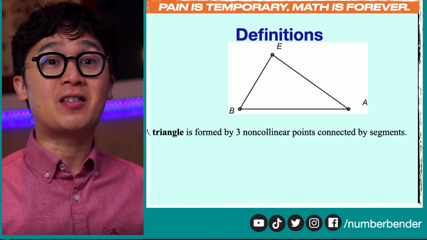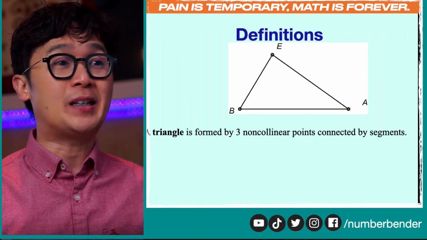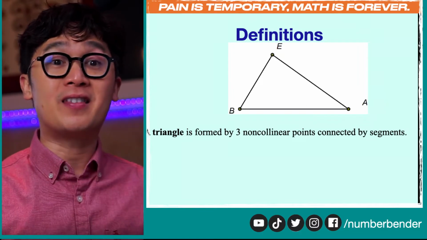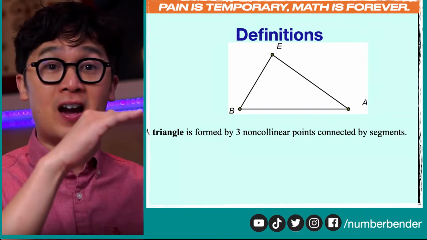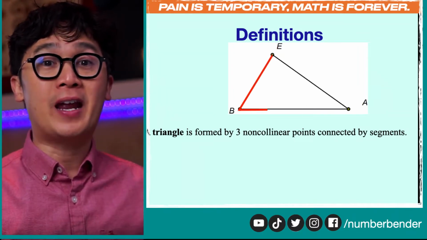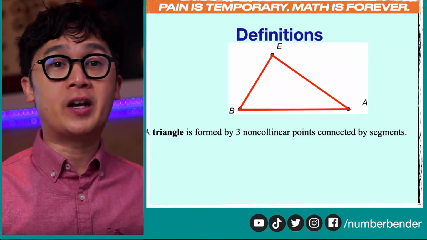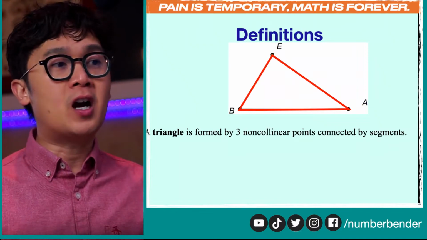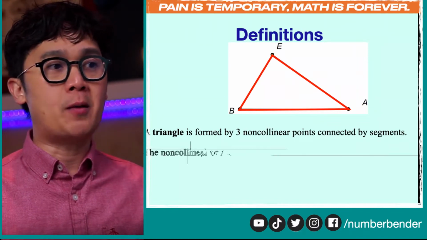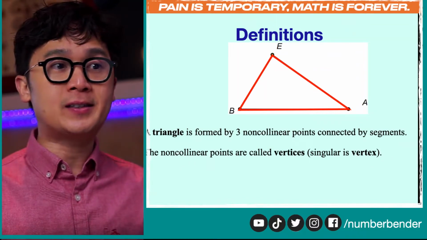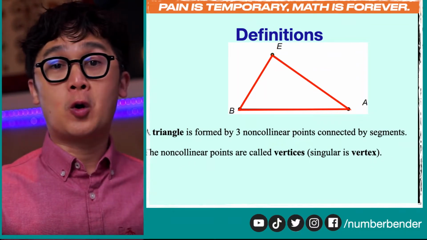And we are seeing three non-collinear points here, E, B, and A, and they're non-collinear because they're not on a line, and we are able to connect the dots and create a triangle from these three non-collinear points. Another way of describing a triangle in geometry is that the non-collinear points are called vertices. And the singular form, of course, is a vertex.